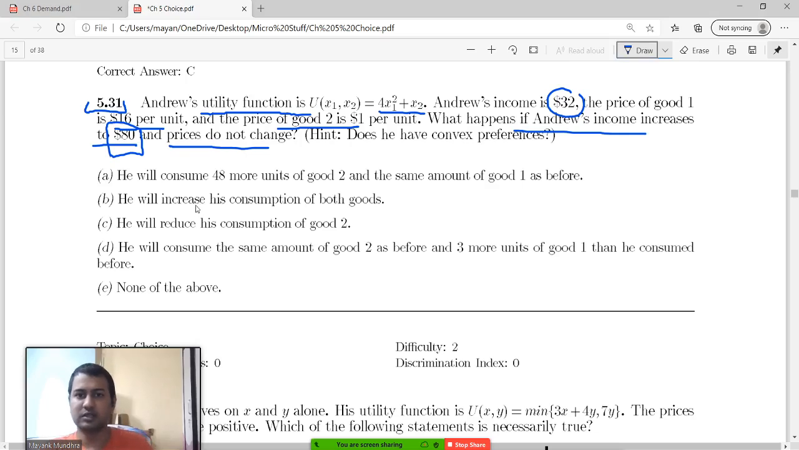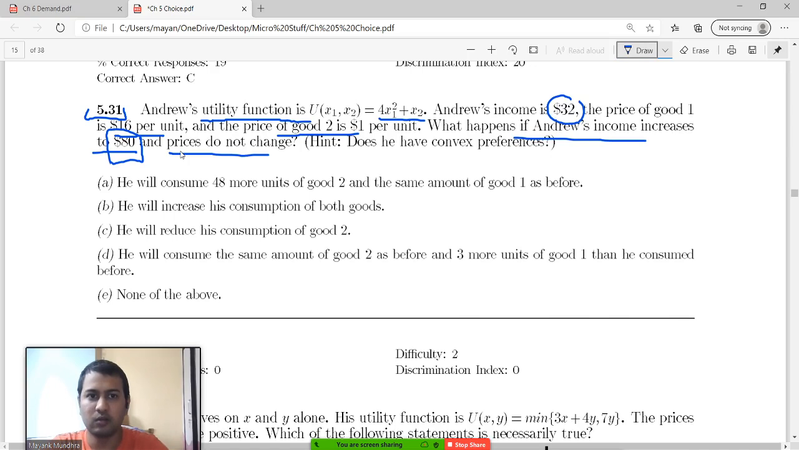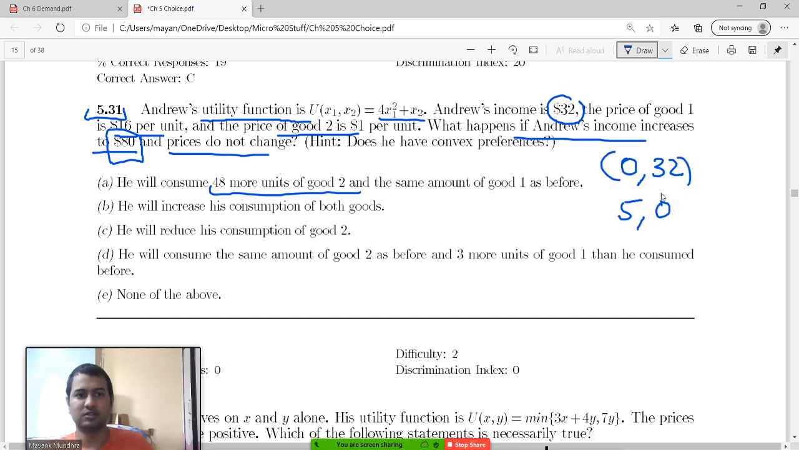So the question is, what happens to Andrew's consumption? Initially the consumption bundle is 0 comma 32 and the final consumption bundle is 5 comma 0. So this is the first consumption bundle, this is the second consumption bundle.